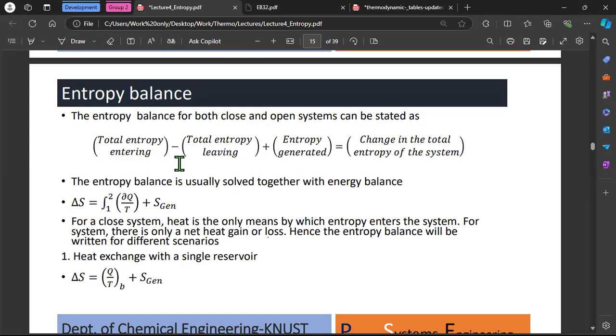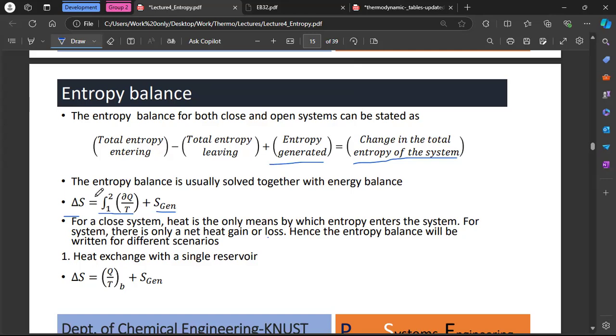Now, we are seeing here that the entropy balance usually solves together with the energy balance. Now, when we look at the change in the entropy, so that's this part here. This is the change in the total entropy of the system. That's what you're representing with this here. Then the entropy entering and the entropy leaving is what we're representing with this over here. Then the entropy generated is what we're representing with this. So this is the entropy that is being generated.